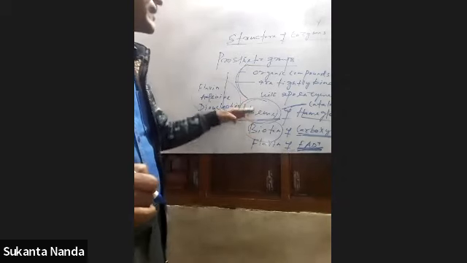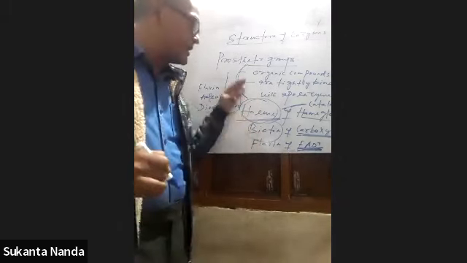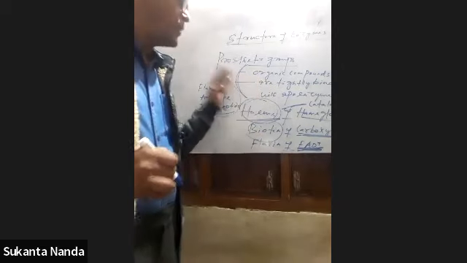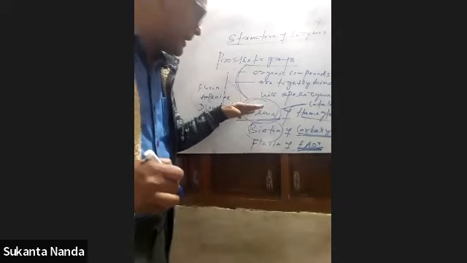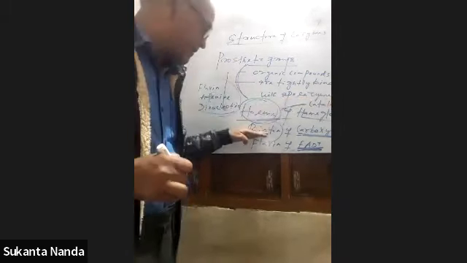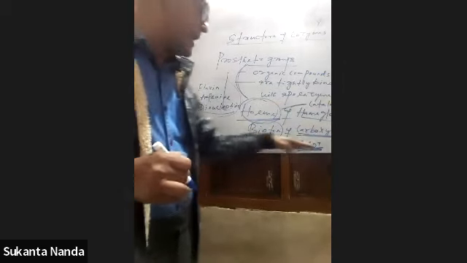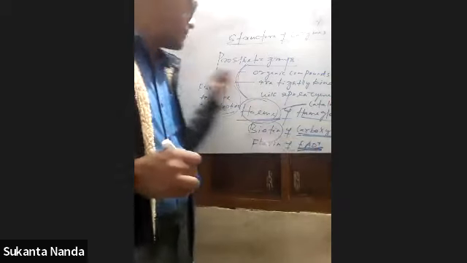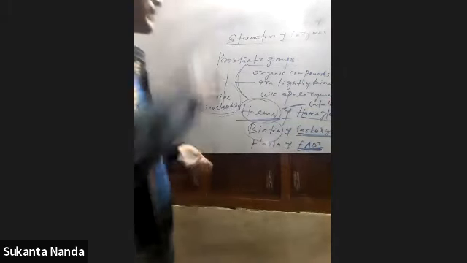These are examples of prosthetic groups, which are tightly bound with the apoenzyme. Heme is meant for the catalase enzyme, biotin is for carboxylase enzymes, and flavin is for FAD. FAD stands for flavin adenine dinucleotide. These are the prosthetic groups.